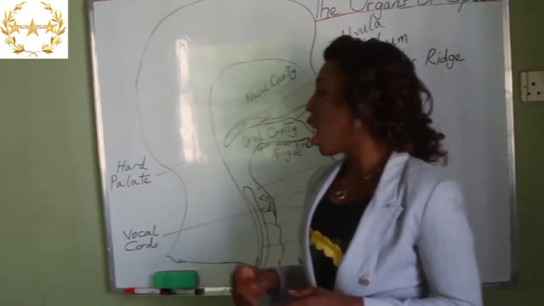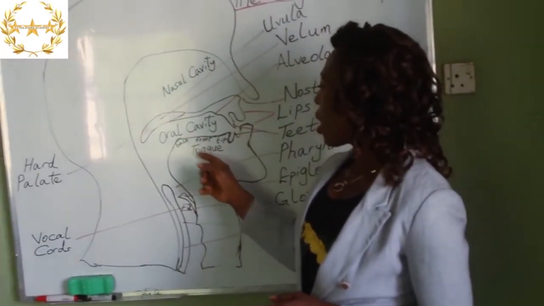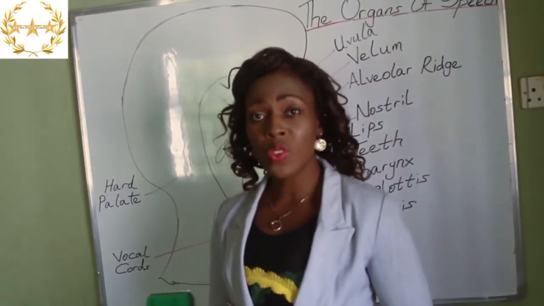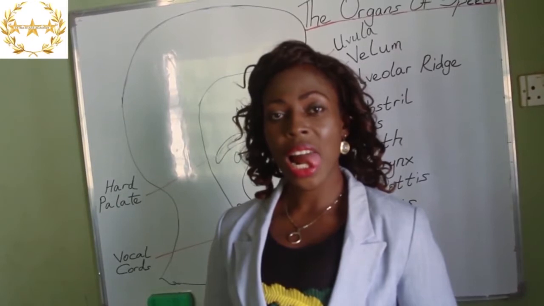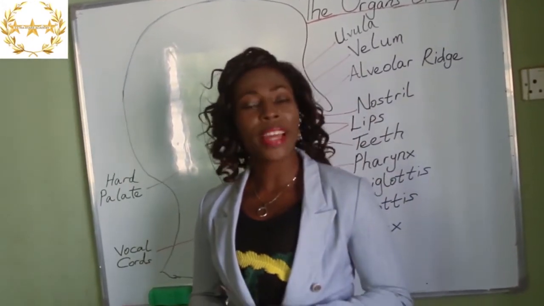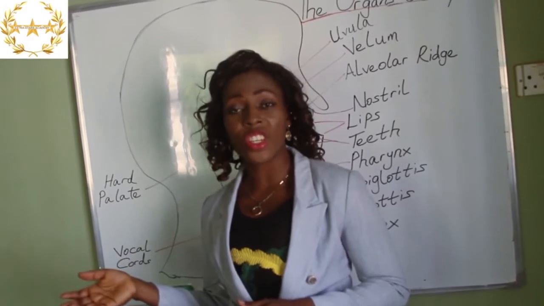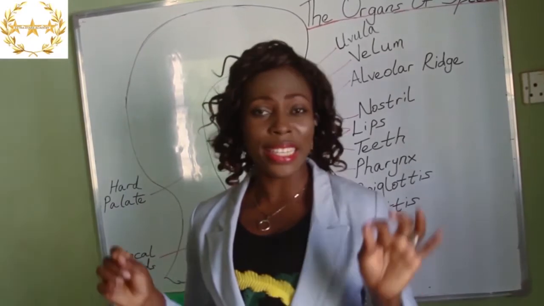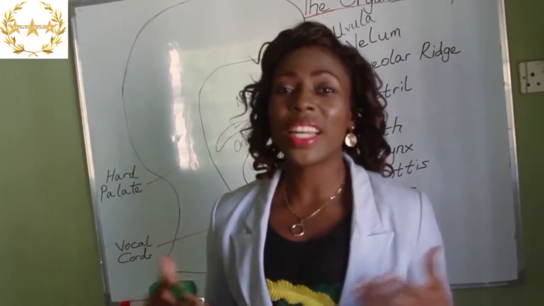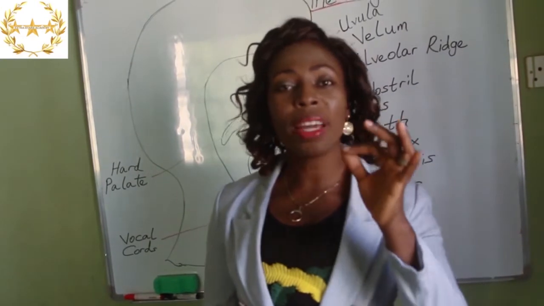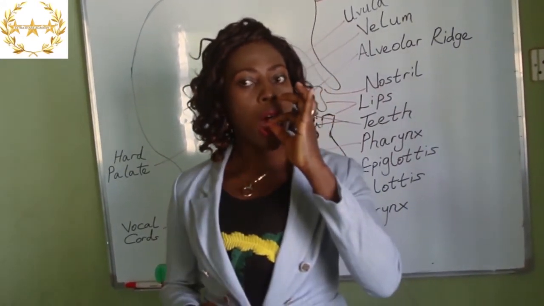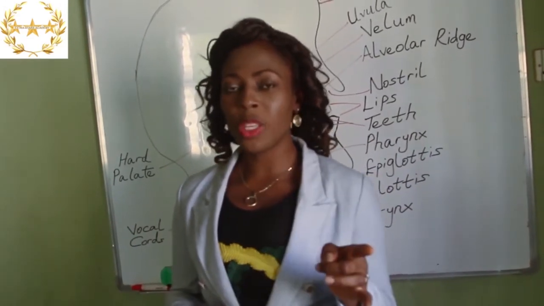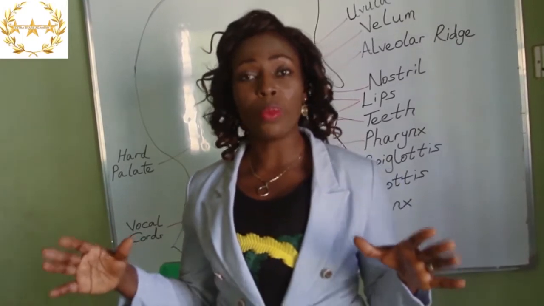Next, we have the tongue. The tongue is the soft part in the mouth that moves around. It is the most flexible as it can move from one position to the other. The tongue is very important in speech production because without the tongue, you can hardly speak. If I hold my tongue, you can hardly speak without the tongue.